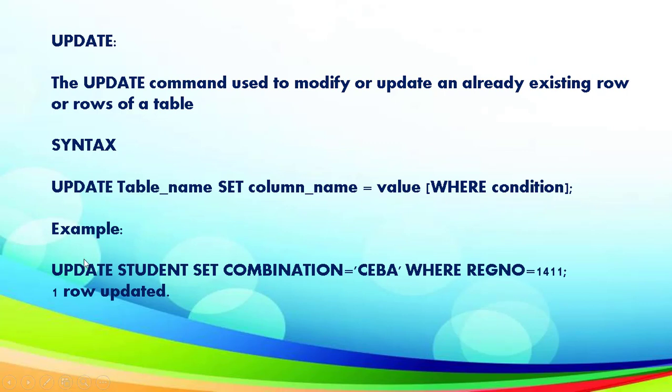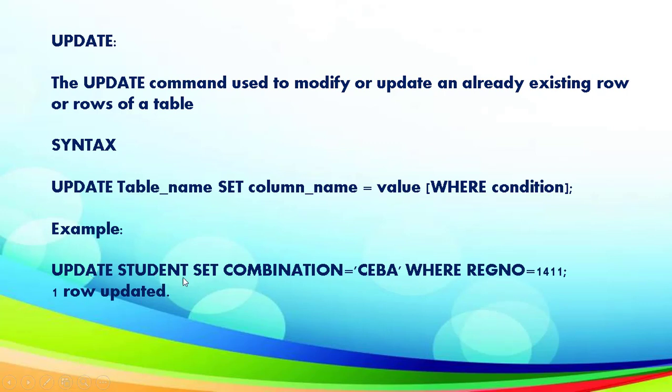The example for the update command is update student, where student is the table name, set is a keyword, and the column name is the combination column. We are going to make some changes in this column, that is combination. Combination is equal to CEBA. Previously it was given as PCMC, now we are changing it to CEBA, where the student's register number is 1411. Based on this condition, the student having register number 1411, the combination will be changed to CEBA. In this way your data will be updated or modified in the student table.